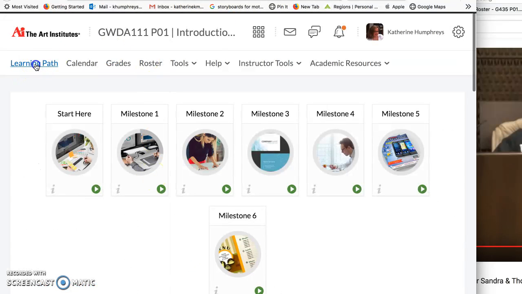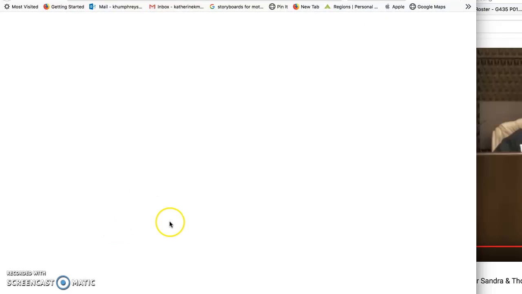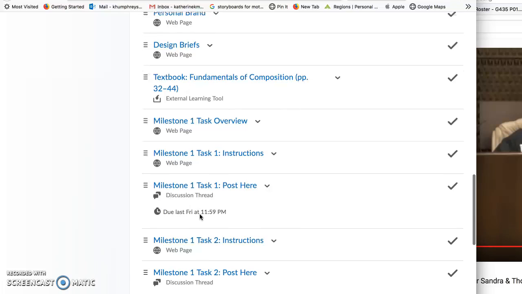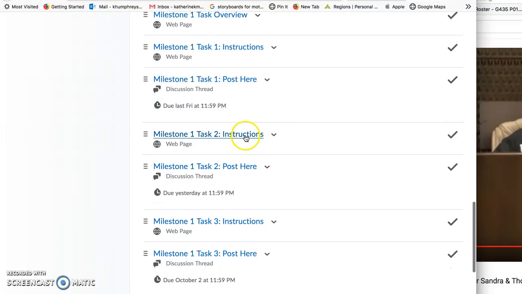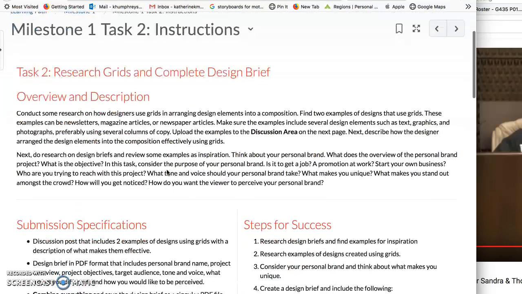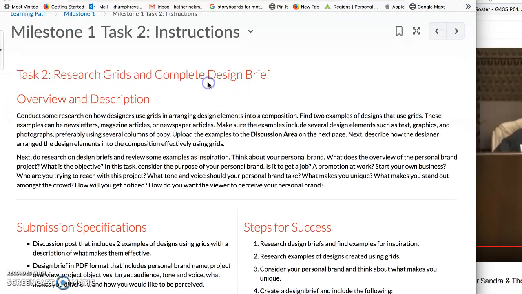Let me show you exactly. It's not a form so much as a bunch of questions. So I guess it is two: research grids and complete design brief. Do research on design briefs and review some examples as inspiration.